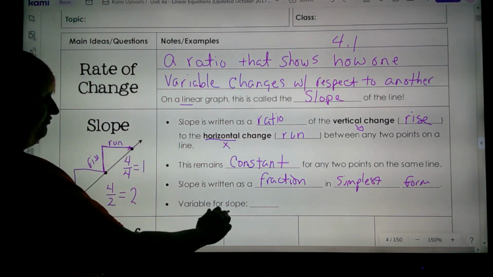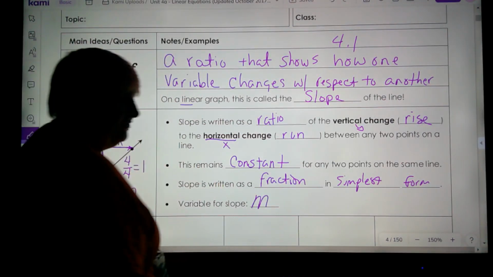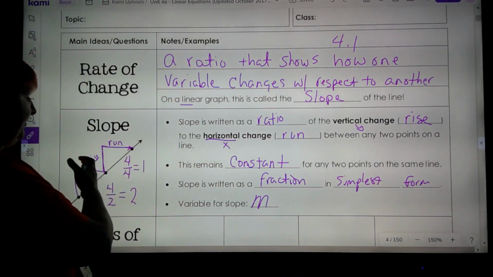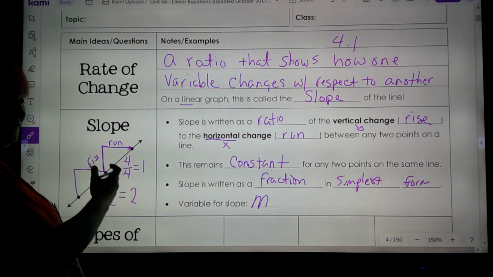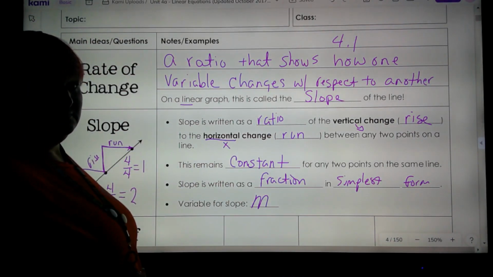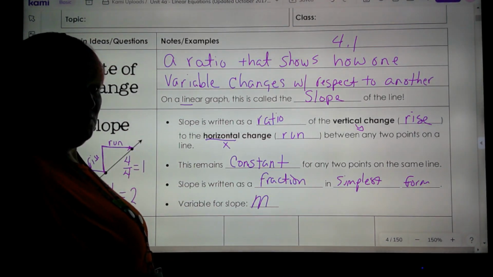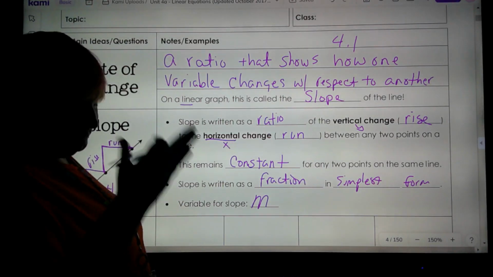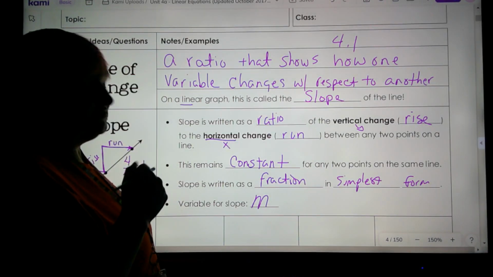Alright, the variable for slope is m. When they talk about slope, when they talk about your rise over your run, they're going to use the letter M. Don't ask why. Just accept, absorb, and move on.